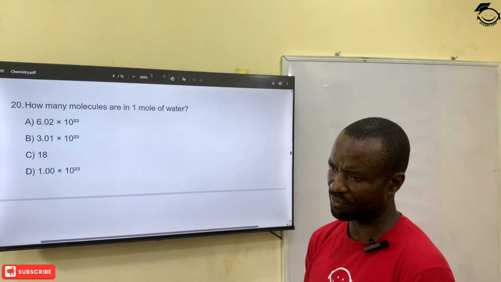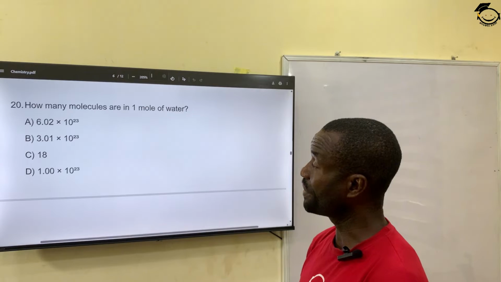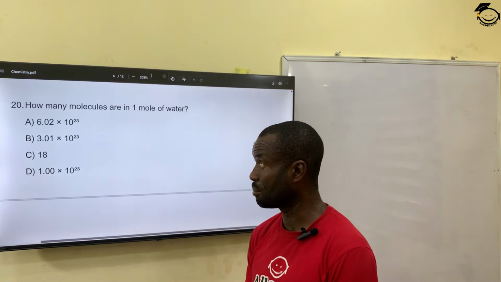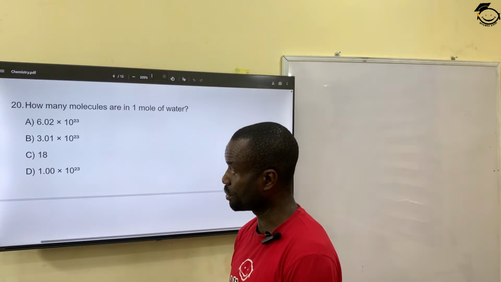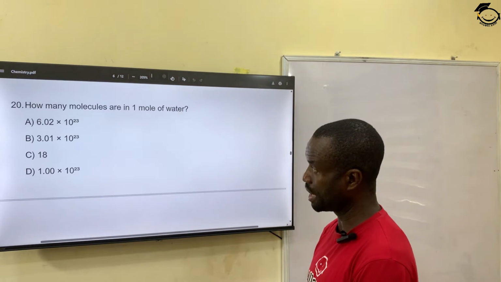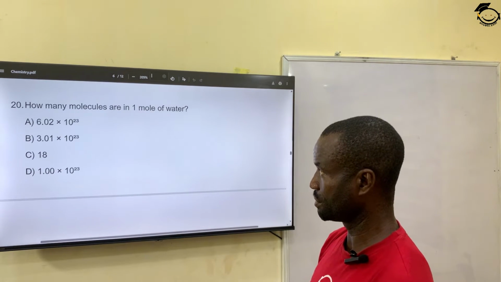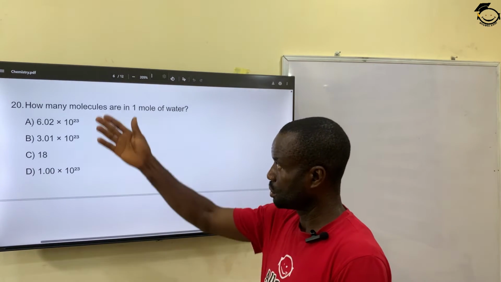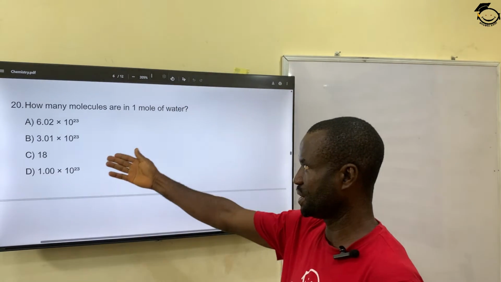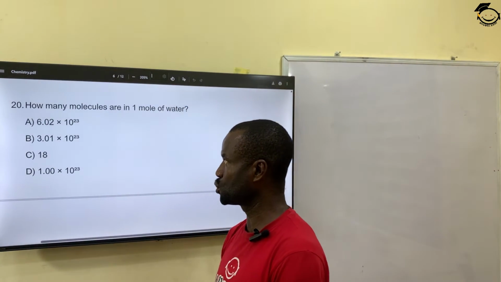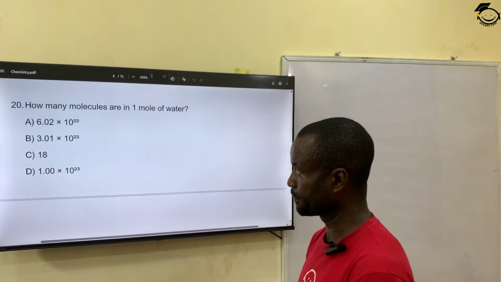You know, according to Avogadro's principle, a mole of any substance contains a number called Avogadro's constant. This number is 6.02 times 10 raised to power 23. But in this case, water is a molecule, not an atom. So how many molecules are there in 1 mole of water? The value is still the same, 6.02 times 10 raised to power 23, which is A. The correct answer is A.